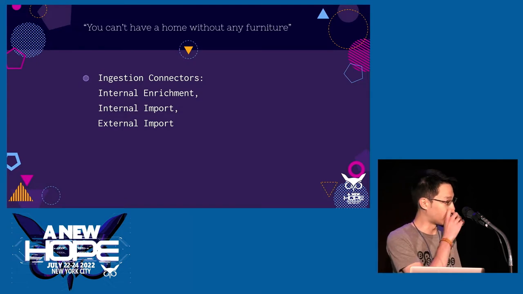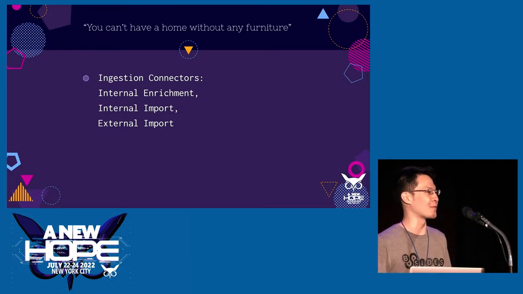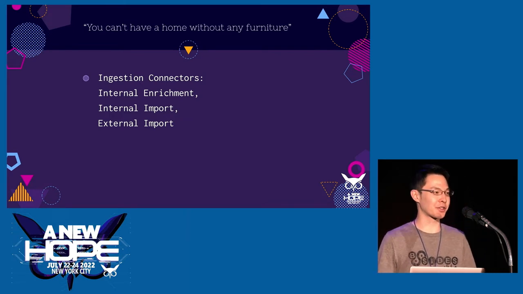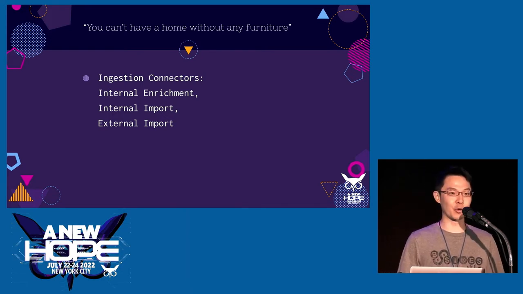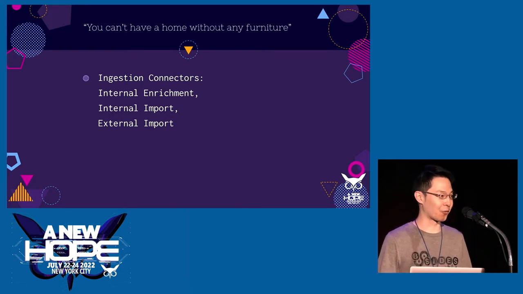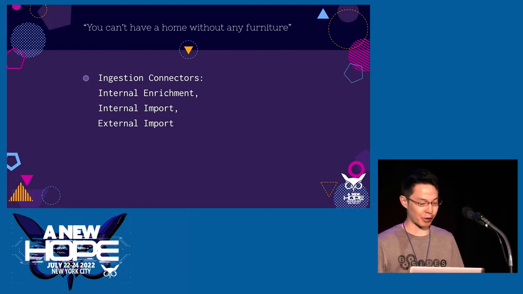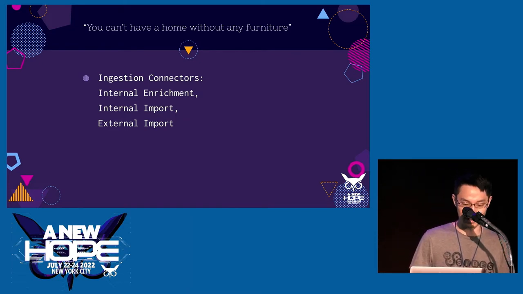So you can't have a home without any furniture, right? You can have a bare metal shell, but if you don't have your connectors or enrichment or ingestion, you won't be able to function, really. So ingestion connectors break into three parts, which are internal enrichment, internal import, external import.